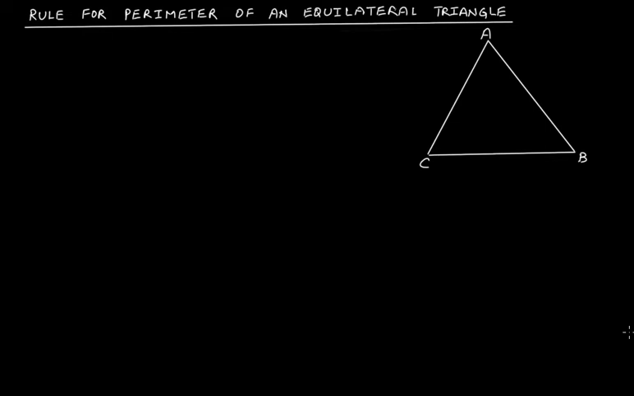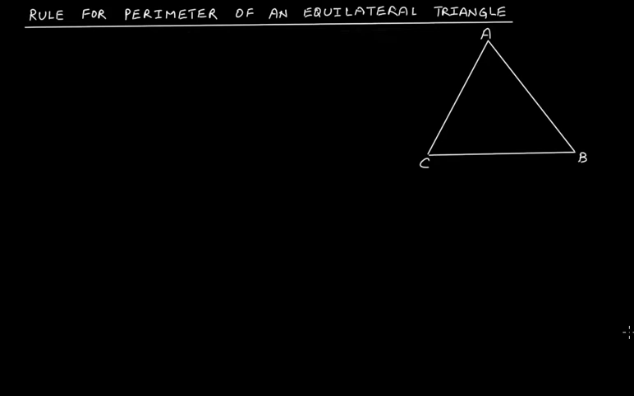We are done with the rule for the perimeter of a square. Then we discussed the rule for the perimeter of a rectangle. And as we had said, we are going to discuss the rule for the perimeter of an equilateral triangle. So how will you use a variable, because we learned in the case of square and rectangle.